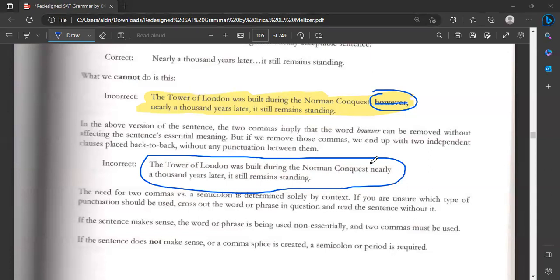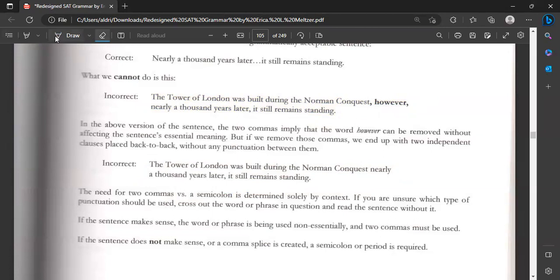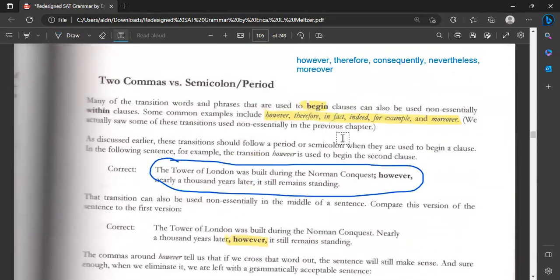The reason why this particular sentence is incorrect is because first we need to understand that whenever we are using transitions like this, however, the ones that are highlighted here: however, therefore, in fact, indeed, for example, moreover, and we have some more at the top here, hopefully you can see them, like consequently, nevertheless.